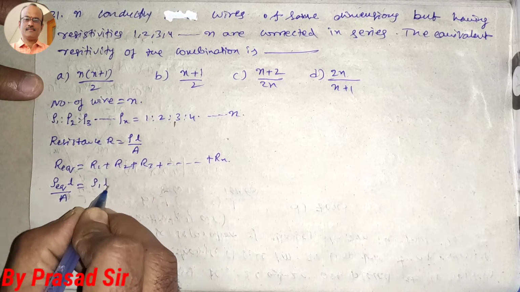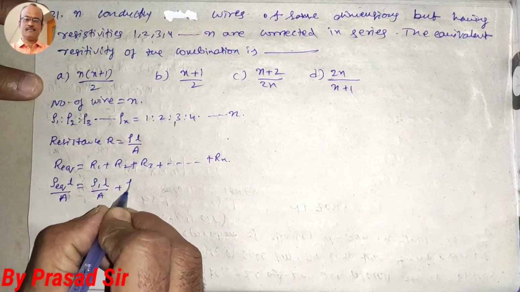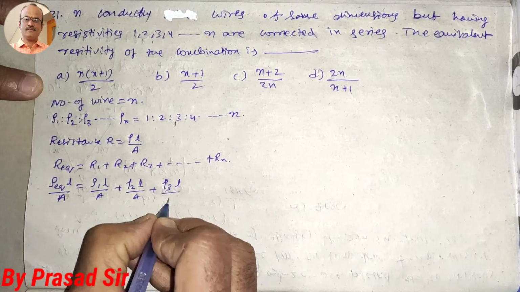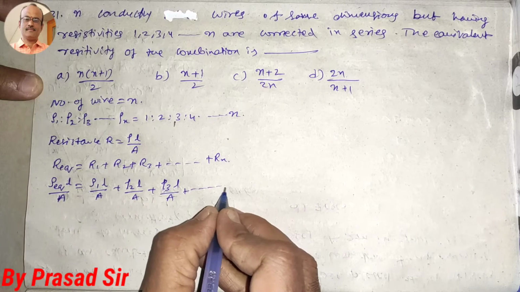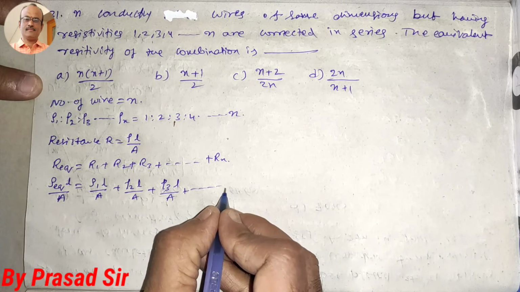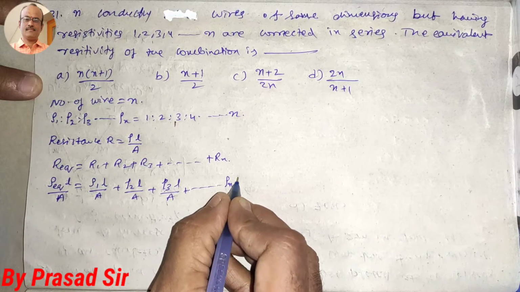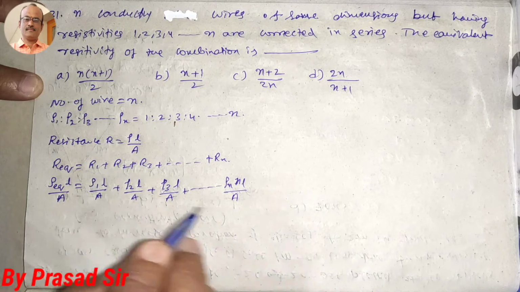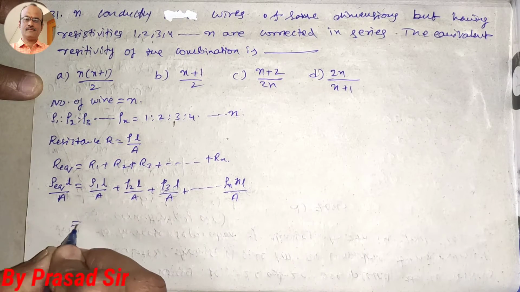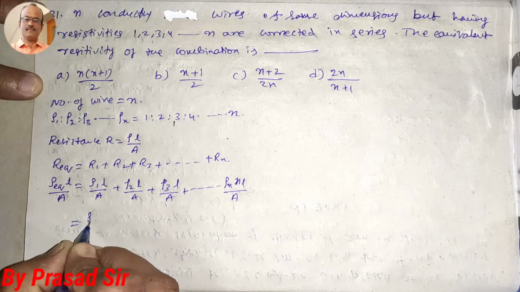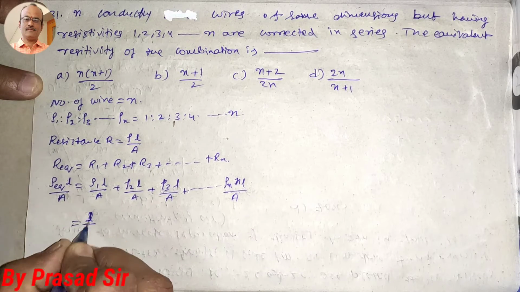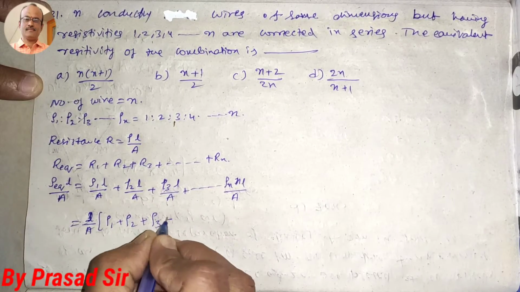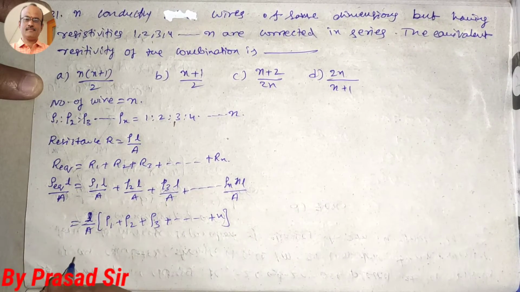Rho 1 L divided by A plus rho 2 L divided by A plus rho 3 L divided by A plus up to n values we are having. So that means rho n into L divided by A. This one we know. But here we are making a common that is L divided by A as common. Rho 1 plus rho 2 plus rho 3 plus up to n values it is having.